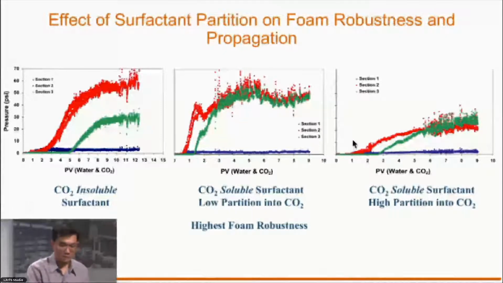So, the three figures showing here: the left figure is for the CO2 foam stabilized by an anionic surfactant, I mean it's not CO2 soluble. And then to the far right, you can see a surfactant that is soluble in CO2 but has a very high partition coefficient. I mean, most surfactants go into the CO2. Obviously, if you look at the slope of the pressure profile, as I said earlier, the faster the pressure buildup, the higher the robustness of the foam, right? So it means that a moderate partition of surfactant in the CO2 gives you the highest foam robustness.